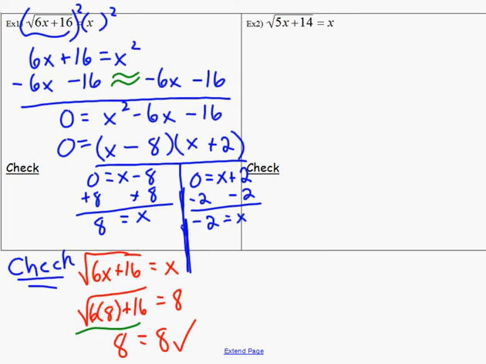And for our other one, we'll have the square root of 6x plus 16 is going to equal x. We'll substitute our negative 2 into the equation.